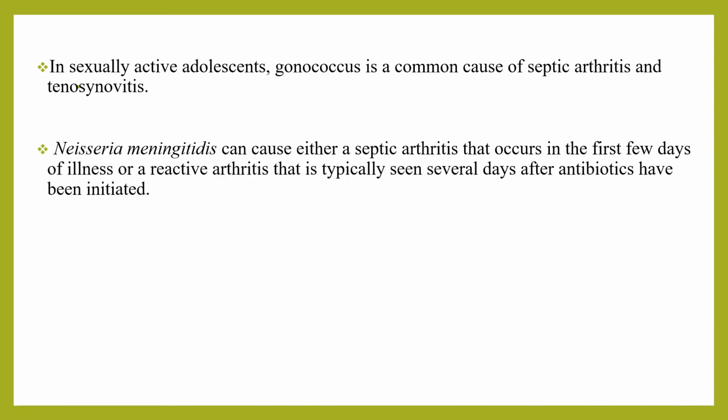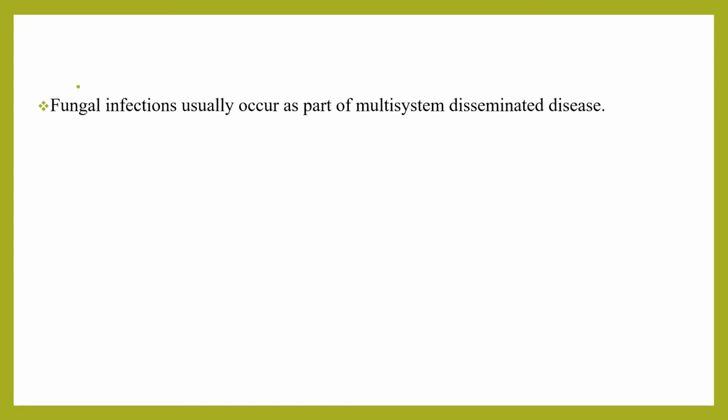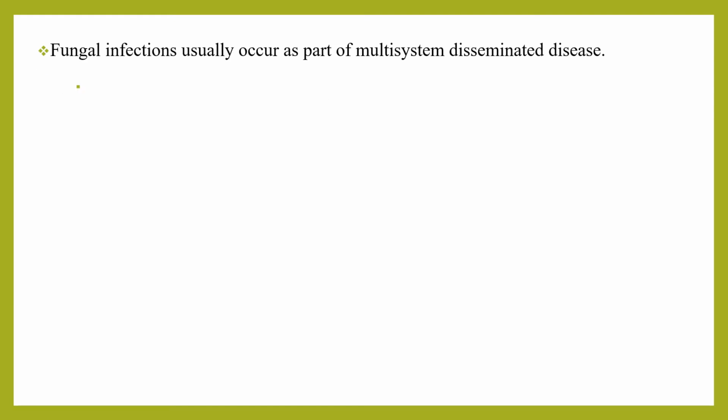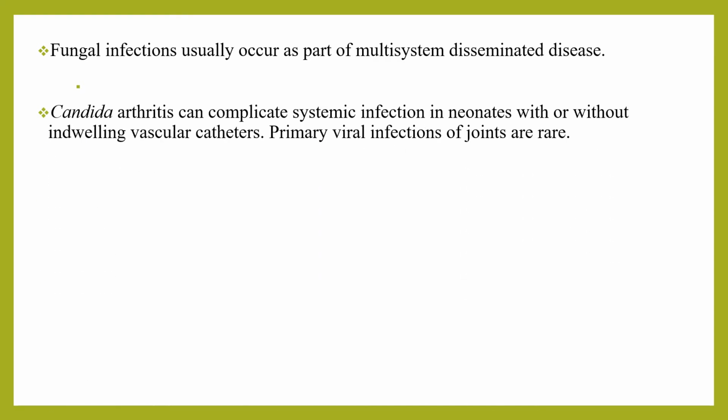Neisseria meningitidis can cause either septic arthritis that occurs in the first few days of illness or a reactive arthritis that is typically seen several days after antibiotics have been initiated. Group B streptococcus is an important cause of septic arthritis in neonates. Fungal infections usually occur as part of multi-system disseminated disease, and Candida arthritis can complicate systemic infection in neonates with or without indwelling vascular catheters. Primary viral infection of joints is rare.